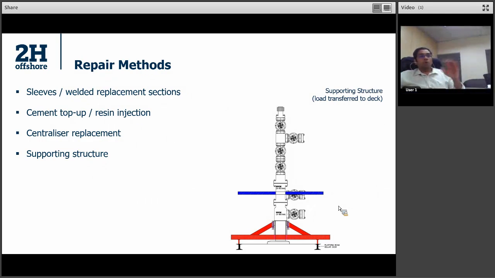So this is more towards end of life, where you look at possibly PNA of these particular well configurations.